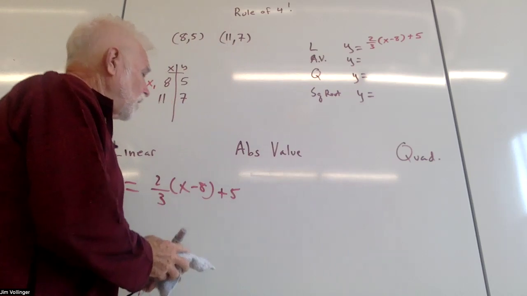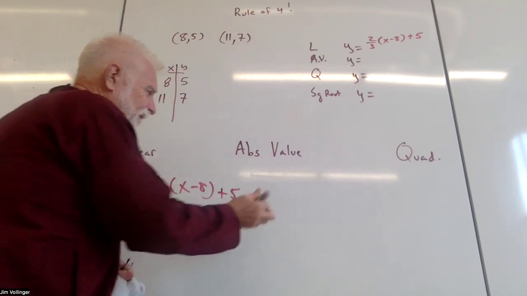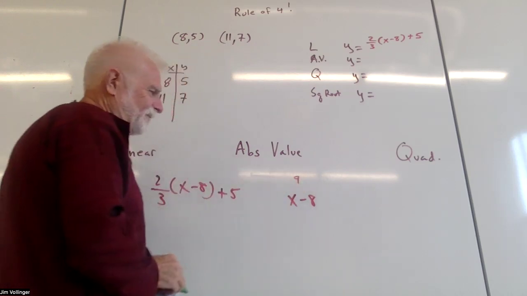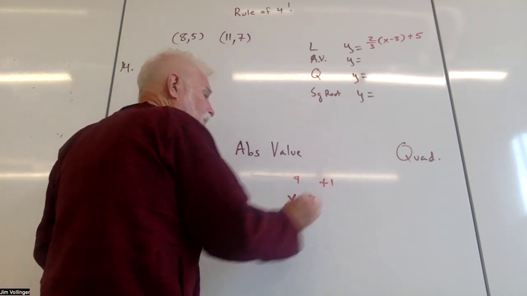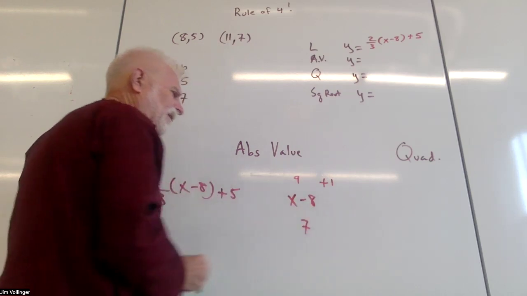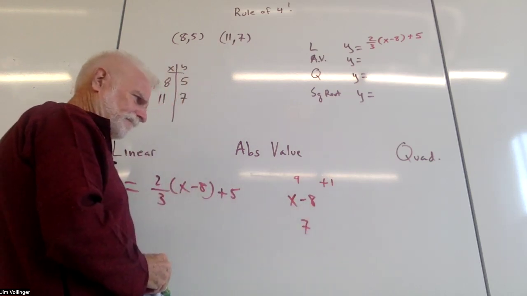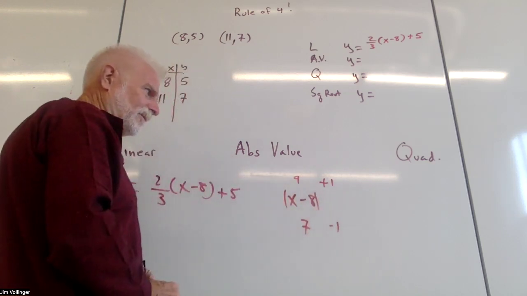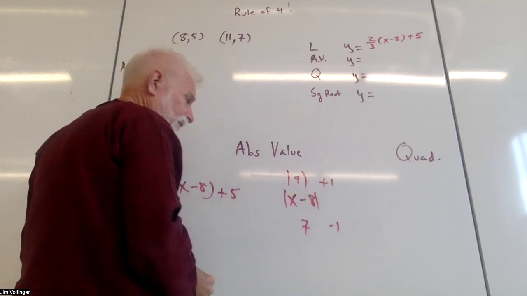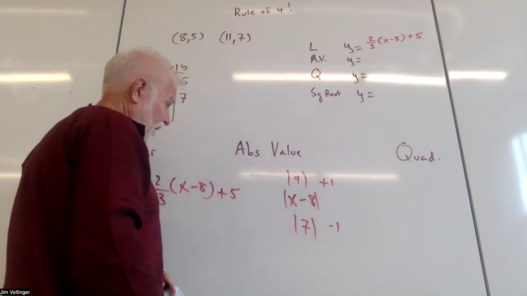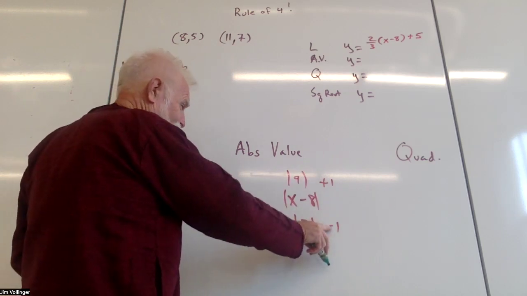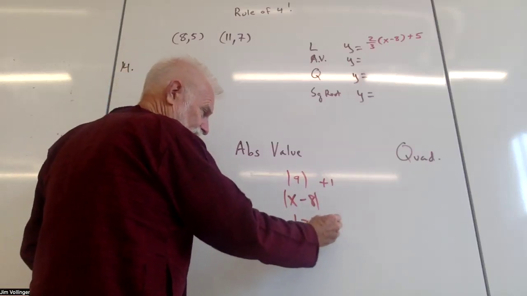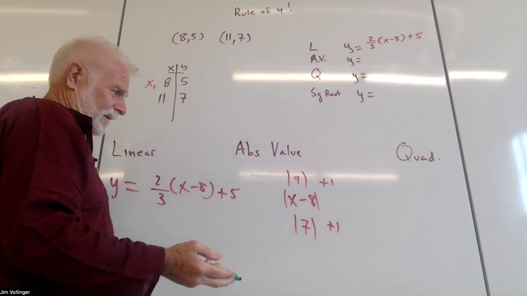Anyway, so think about x minus 8. What happens when you put a number 9 in x minus 8? You get a positive 1. What happens when you put a 7 in for x minus 8? You get a negative 1. What happens when I slap it with an absolute value? Still get positive 1. But I don't get negative 1 anymore because the absolute value of negative 1 is a positive 1. So I get a sign change.